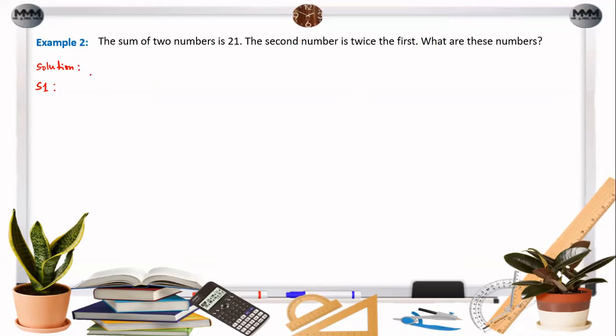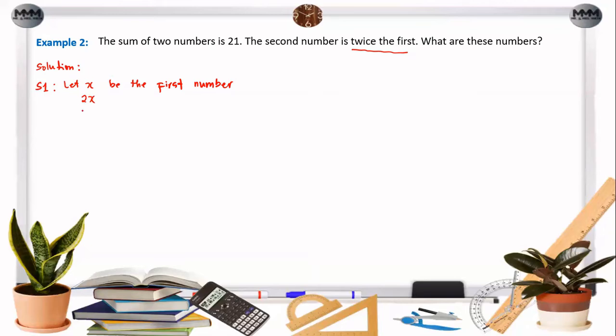So we can represent x for the first number. So we let x be the first number. And then to represent the second, we have here the condition that the second is twice the first. So again, it is recommended not to use another variable to represent the second number. So we better use the same variable here in our second number. So we will be representing it using the first number. We have here twice the first. So for twice the first, we can write this 2x.